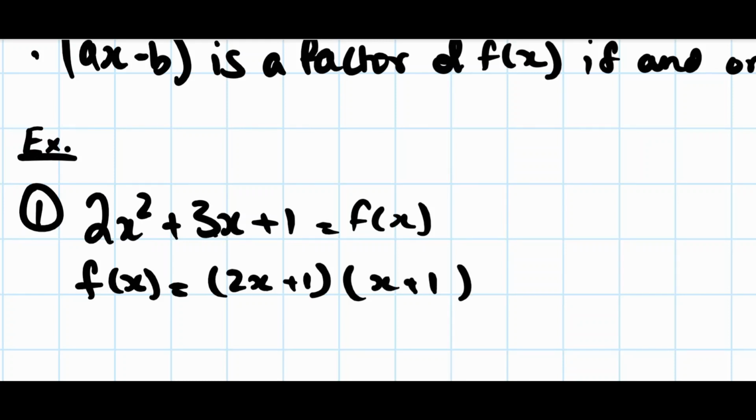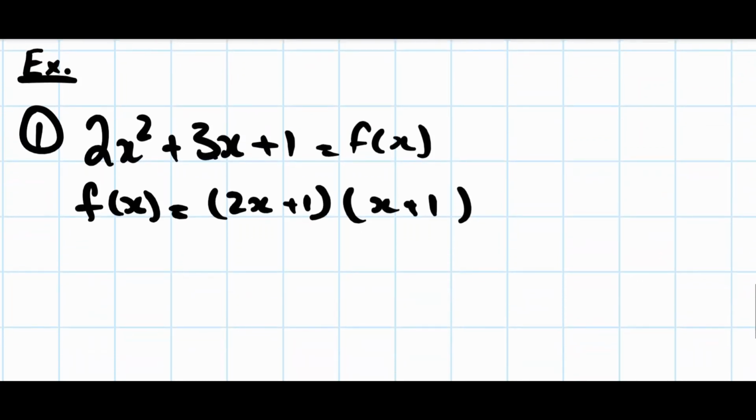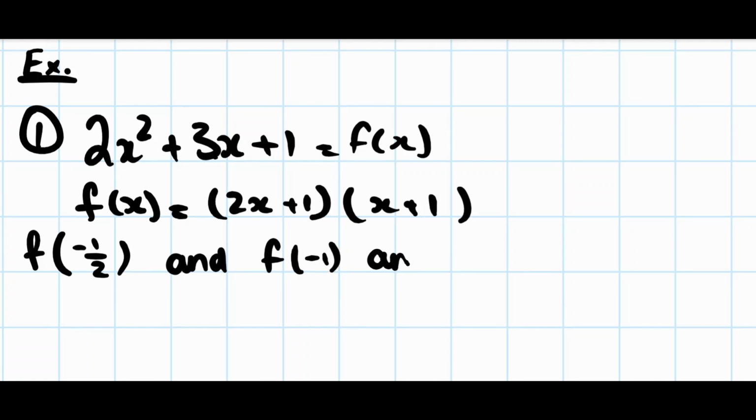And on here we have two factors, and so according to the factor theorem, we have one in the form of ax minus b, which would be our 2x plus 1, and hence we should be able to conclude that f of minus a half is equal to 0. And also we have one in the form of x minus a, which would be our x plus 1, and so we can conclude that f of minus 1 is also 0.